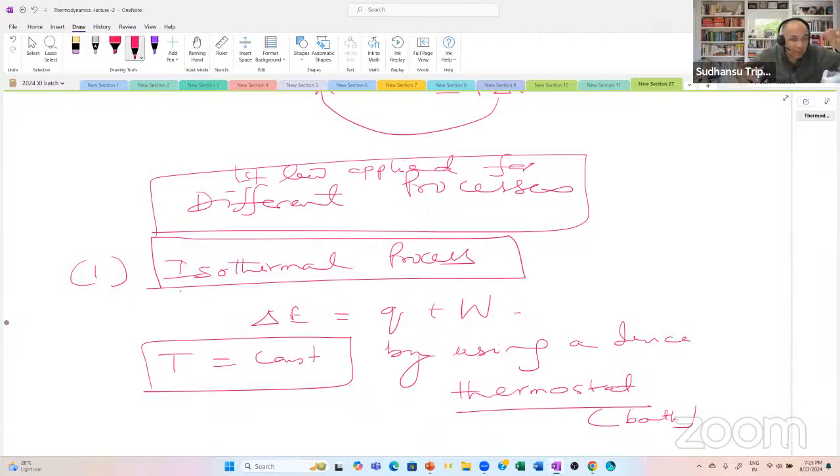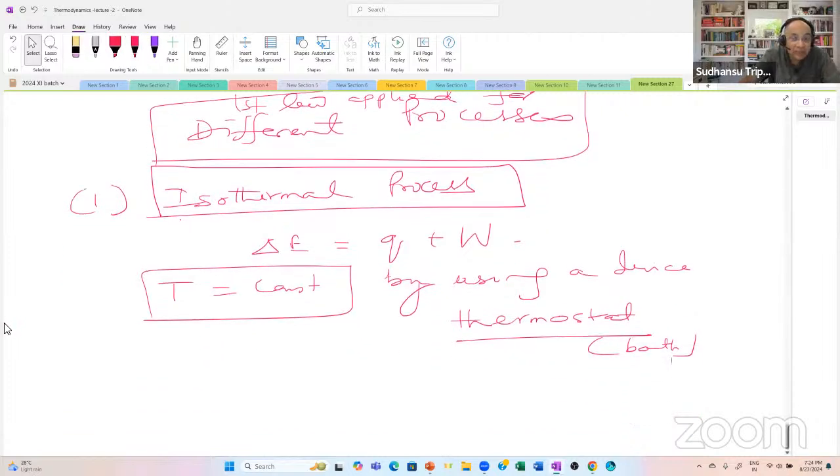So any infinitesimally small change in temperature will be countered by the thermistor arrangement, so that the temperature every instant will remain the same. It will try to change the temperature by releasing heat or absorbing heat, but whatever amount of heat is absorbed, the thermostat will be removing that. Whatever heat is evolved, it will give, so that the temperature will remain constant.